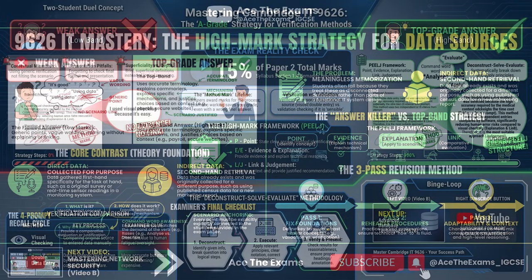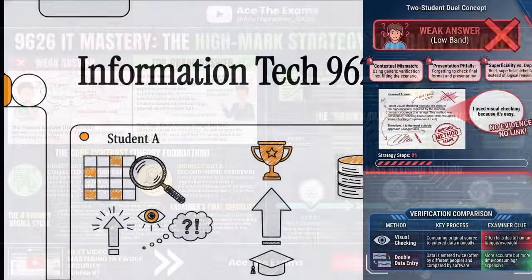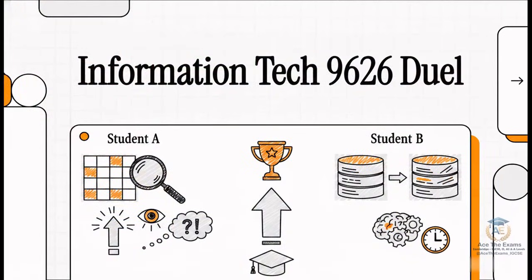Student A says visual checking means reading data to find errors, but student B says visual checking involves systematically comparing entered data against the original source document to identify transcription errors within the specified hospital database context. Boom! We're diving straight into an exam day scenario for Cambridge Information Technology, Syllabus 9626.